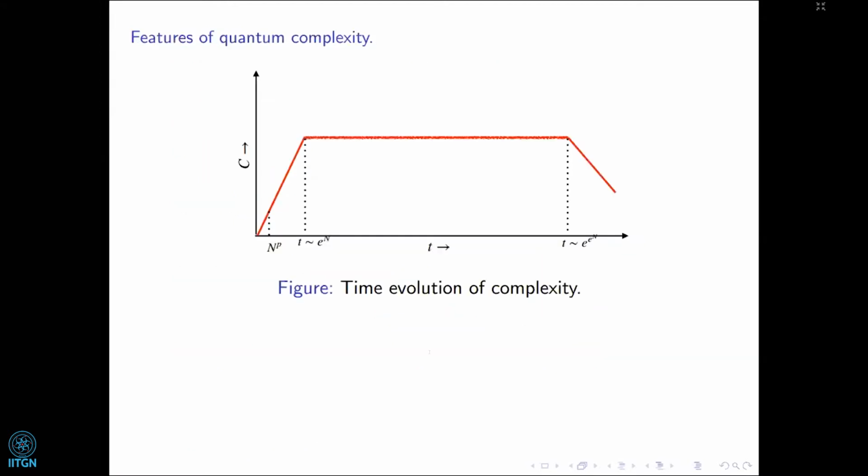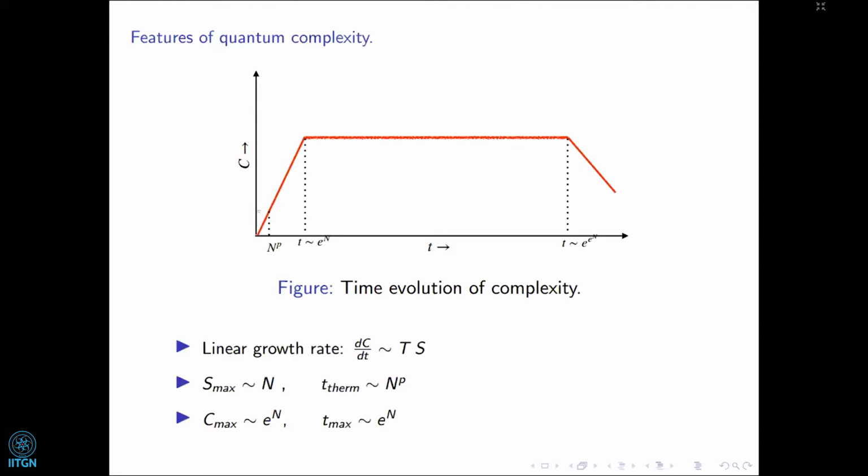Now let's look at the behavior of the evolution of the complexity of a quantum mechanical system. Initially we see that the complexity exhibits linear growth. Complexity and entropy both increase until entropy hits its maximum at the thermalization point. So this is the conjectured linear growth, which we see here. And the entropy hits its maximum at thermalization times, which are polynomial in the degrees of freedom.